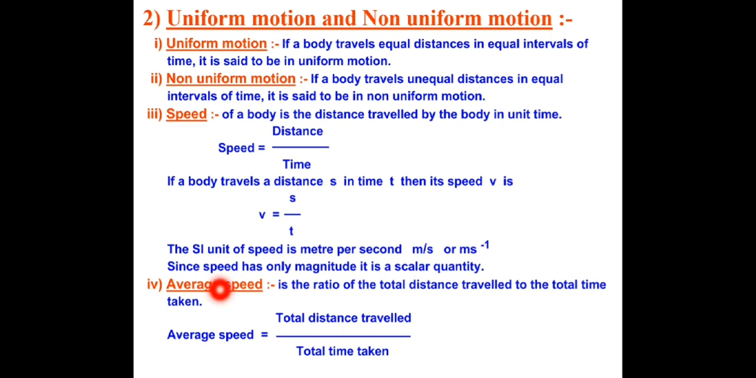Now here is the average speed. What is the average speed? Average speed is the ratio of the total distance travelled to the total time taken. Average speed is equal to total distance travelled upon total time taken. Average speed means the ratio of the total distance travelled by any object and the total time taken.